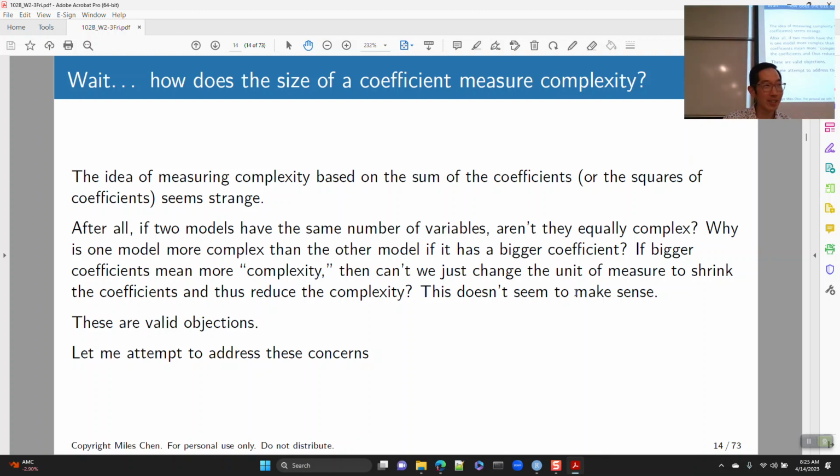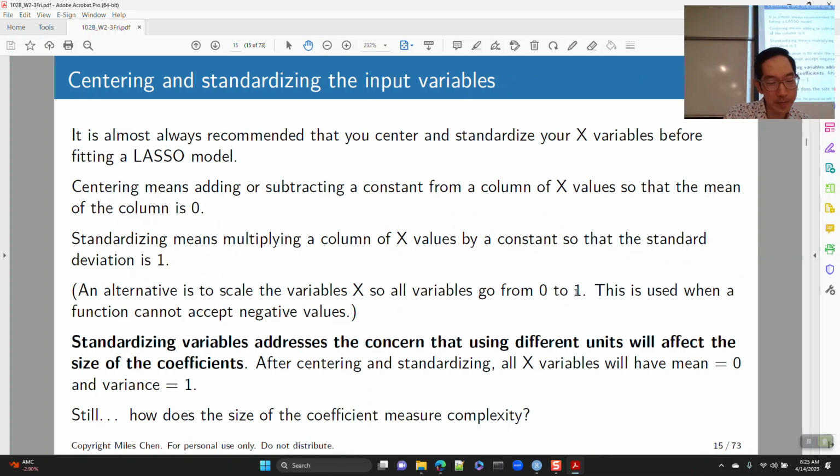Okay. And yeah, that's true too. So I'm going to try to address these concerns. One thing about the changing of units is that it's usually addressed by standardizing your input variables. You'll subtract off the mean, divide by the standard deviation, and so you'll center your vector so that it has mean 0, and then you divide by the size of your standard deviation so that the resulting values have a standard deviation of 1.